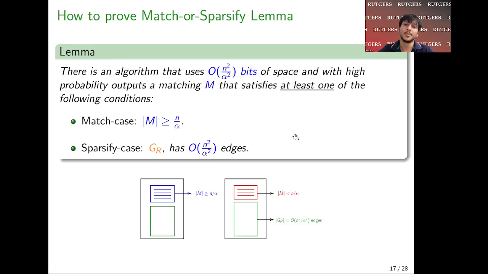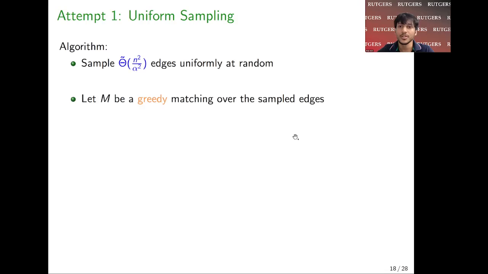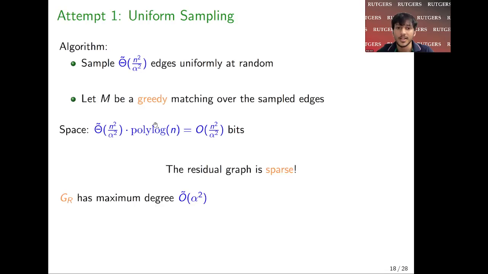So let's try uniform sampling as our first approach. So you sample a bunch of edges uniformly at random, and this is n square over alpha square times maybe some polylog in the denominator, so that you use just n square over alpha square bits of space. And then you use M to be a greedy matching over all the sampled edges, right? So sample a bunch of edges at random uniformly, and then M is just a greedy matching over them. And this clearly uses n square over alpha square bits of space because sampling an edge takes polylog n space in dynamic streams.